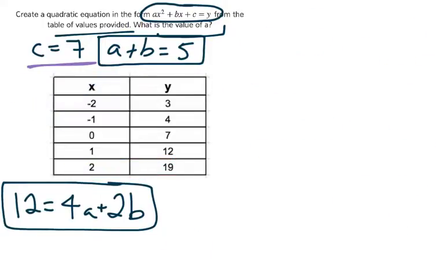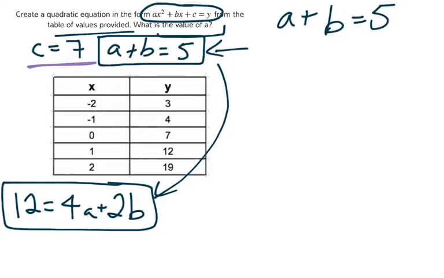Now, if you remember how to solve any system of equations, you might be able to do this on your own. Basically, we're going to plug one of these equations into the other one. This one is significantly simpler, so we're going to plug that one into the more complicated one. Let's isolate one of the variables. So I'm going to start up here. a plus b equals 5. Let's get one of the variables by itself.